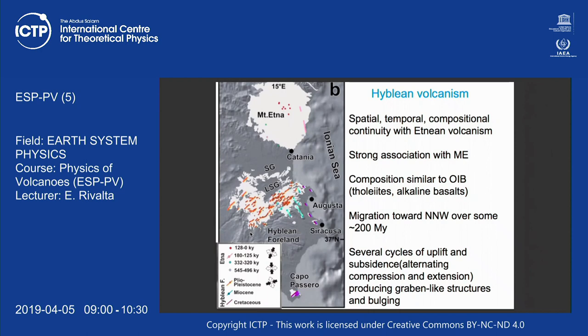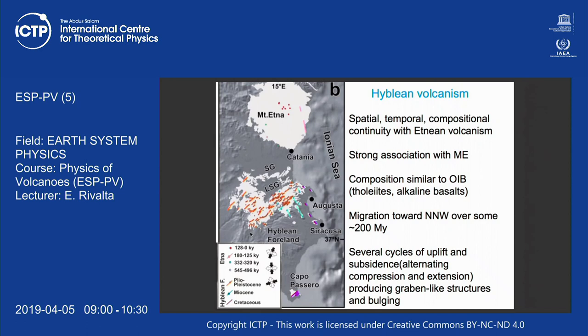Okay, so this is the map of the volcanoes, and you can see that there is a lot of volcanism even in this corner, and then here, and this area here, and Mount Etna. This is called Hyblaean volcanism, and it's very old. Here the geological epochs are written. If I remember well, this part here is 10 million years old, and the pink part is much older, like 200 million years ago, really old.